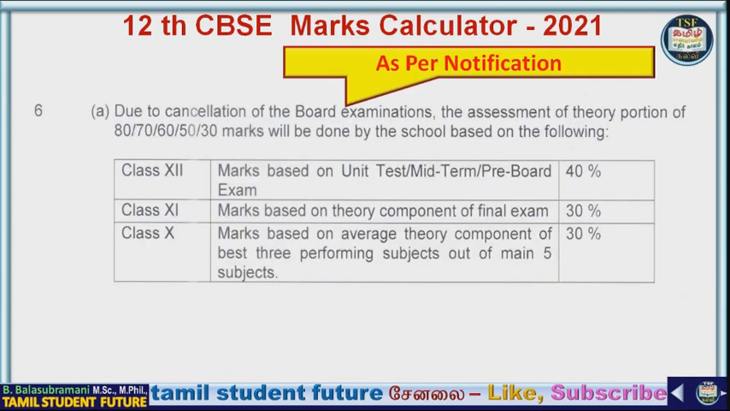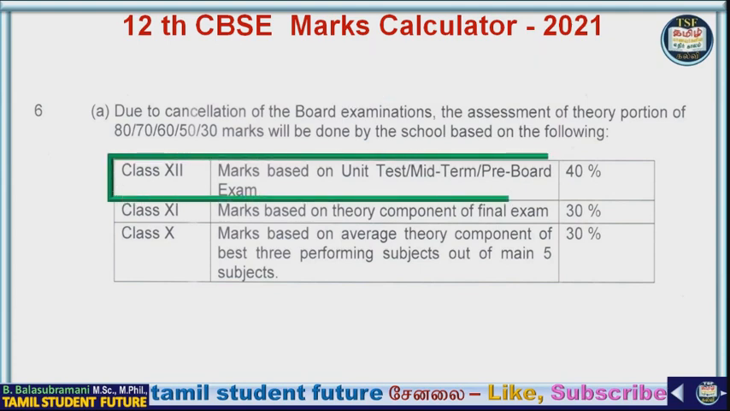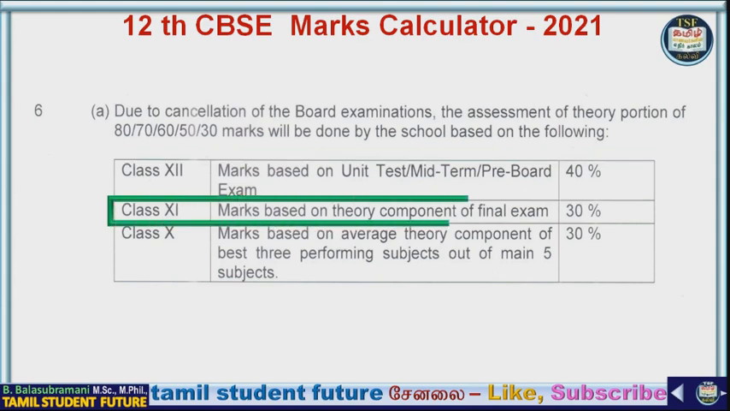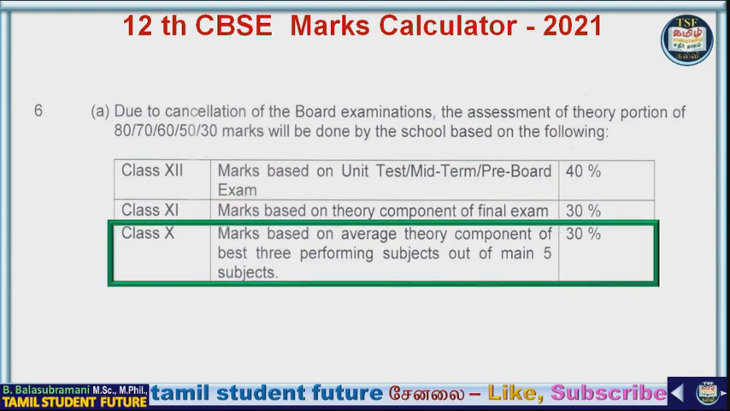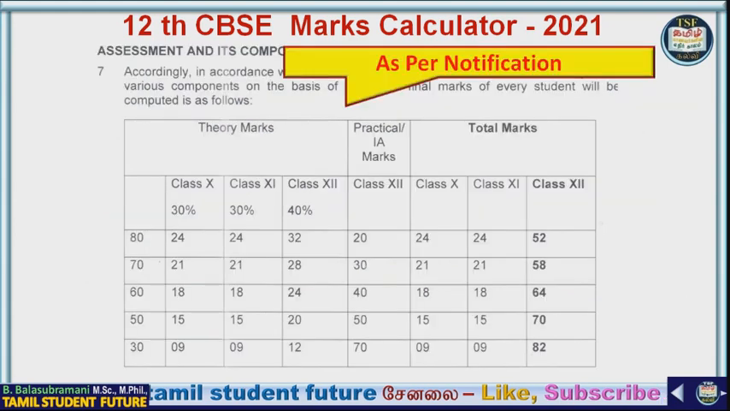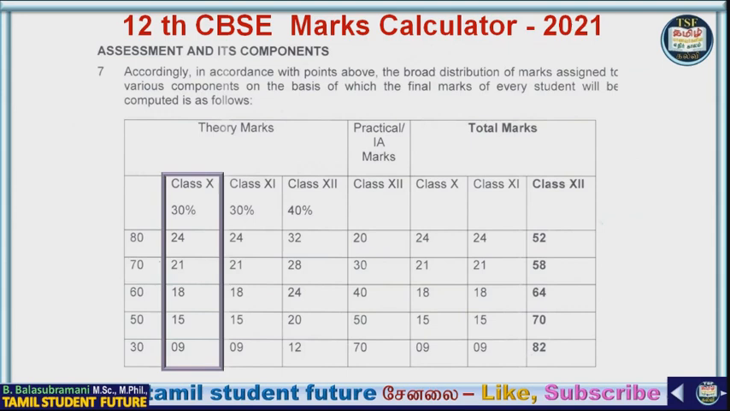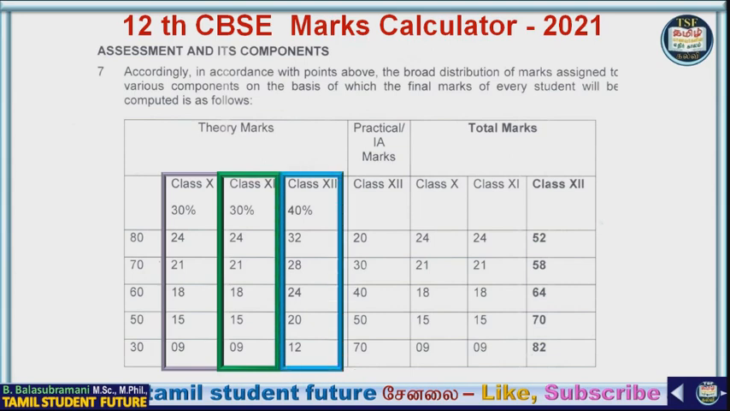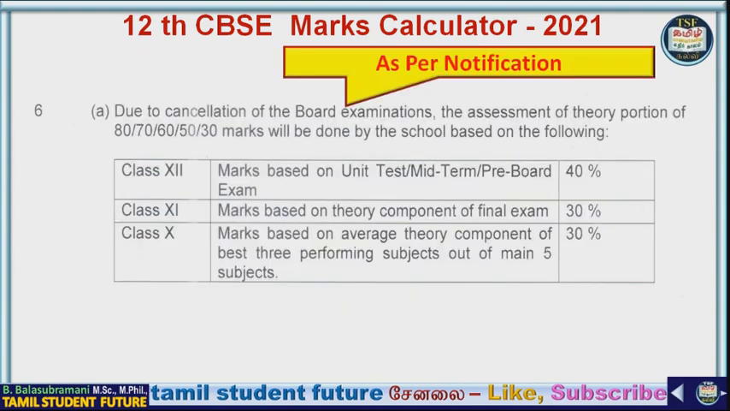12th CBSE mark calculator, as per notifications: the marks are based on unit test 40% for 12th, 11th 30% theory component, 10th 30% in 5 subjects best 3. As per notifications, 10th 30%, 11th 30%, 12th 40%, practicals also included. As per notifications, you can also see that.